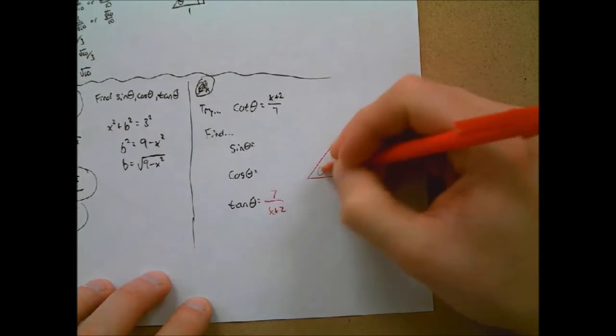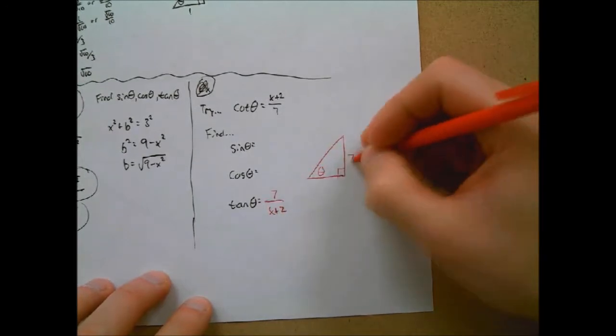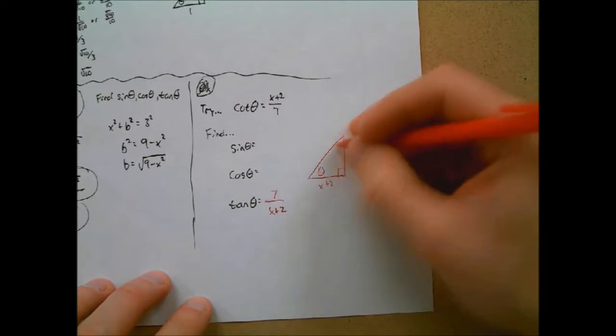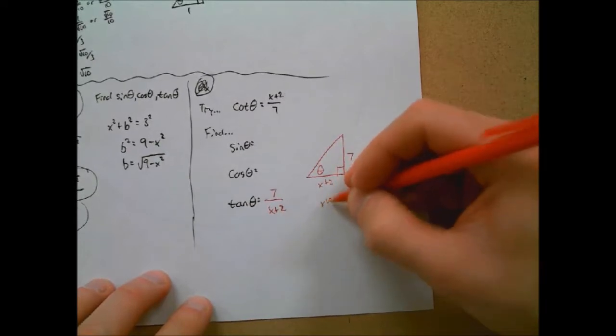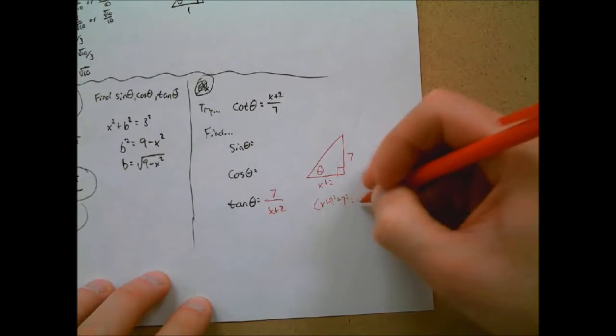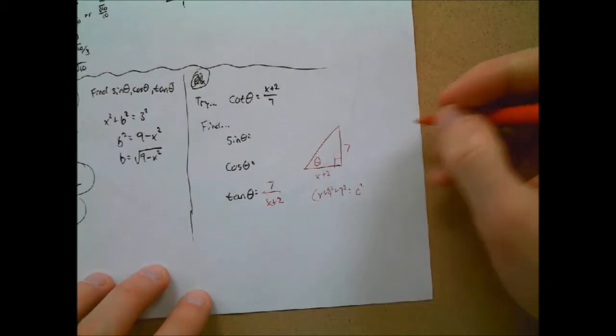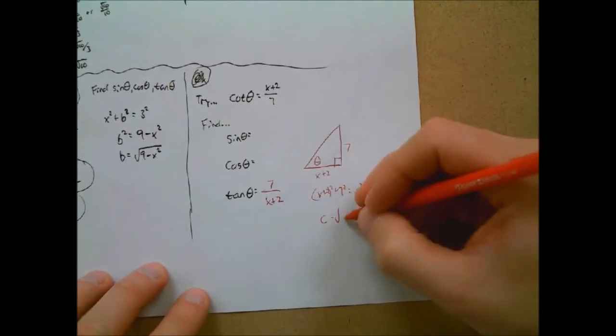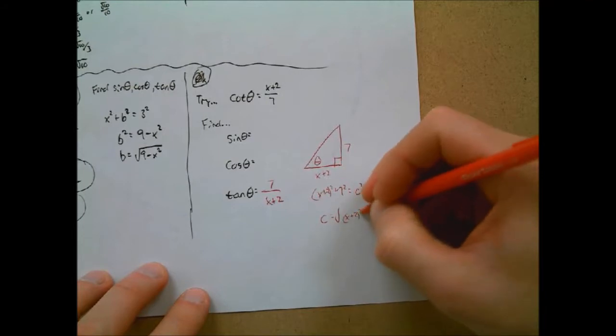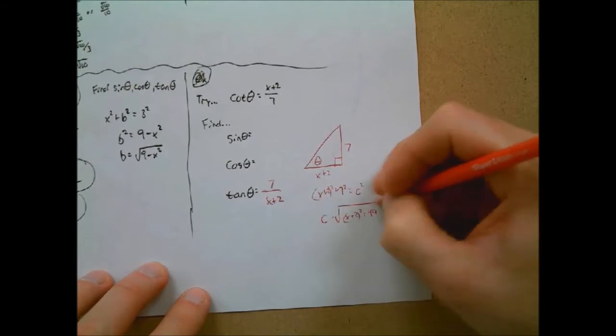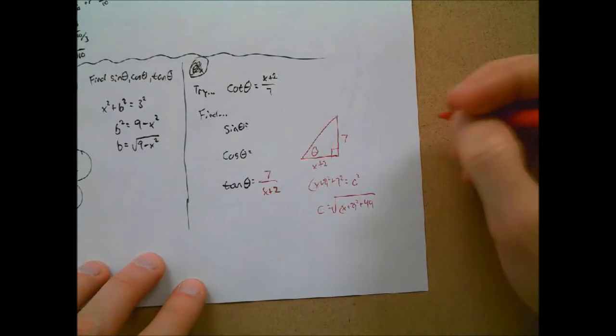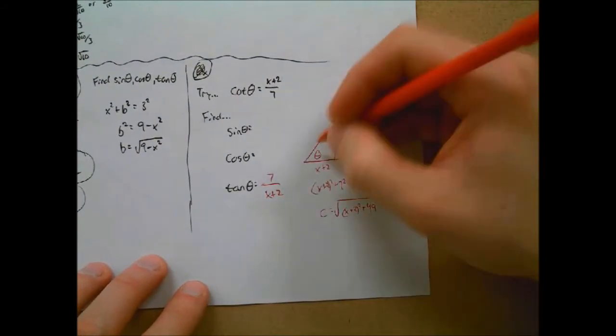All right, that relates all these things. So 7 will be here, the x plus 2 here. And for this hypotenuse, then, it'll be (x plus 2) squared plus 7 squared equals that hypotenuse squared. And so we end up with c equals the square root of (x plus 2) squared plus, well, I'll just make that 49. It's easy enough there.